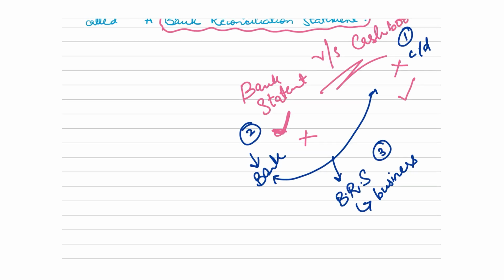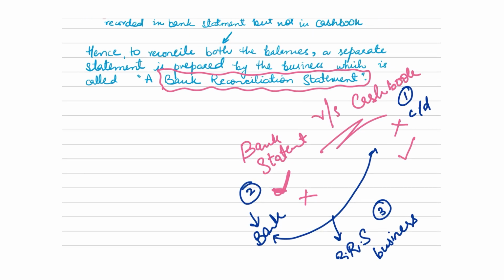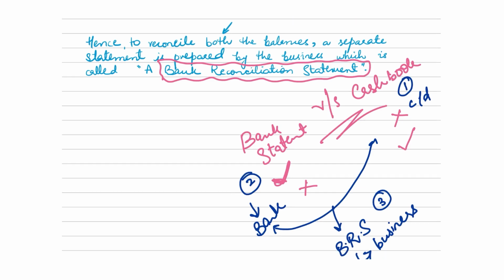So there are three things which you have to look for: which balance is given to you, why is that given to you, how is that affecting the bank reconciliation statement, and what will go where. That we will learn about. So basically there are three things.